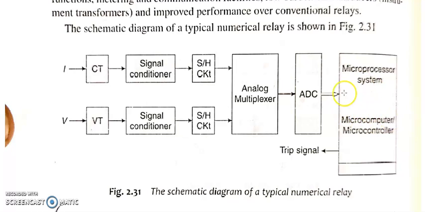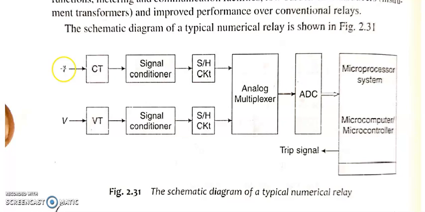So the acquired signals, whatever signals we have acquired here, are in the form of discrete numbers and are processed by, as I told you already, some special algorithm, a relaying algorithm, which is able to discriminate between the fault as well as the healthy part and also to make the trip decisions. If there is any fault, then our microprocessor system will send a trip signal which is issued to the circuit breaker to trip the circuit. So this is how the schematic diagram of a typical numerical relay works.